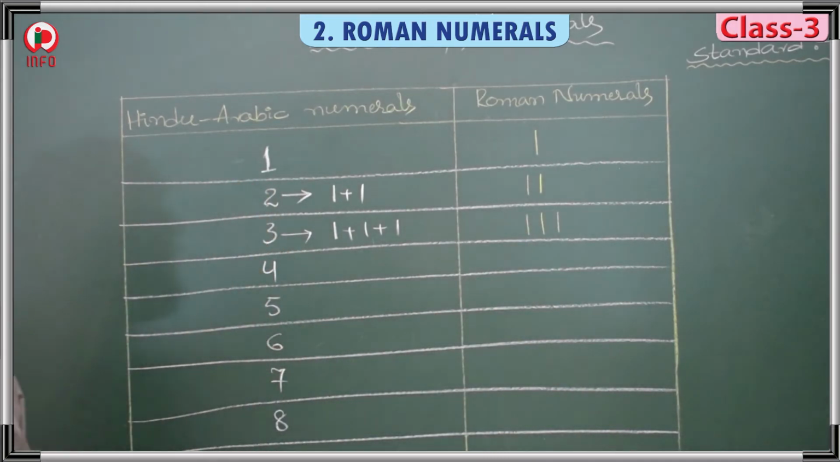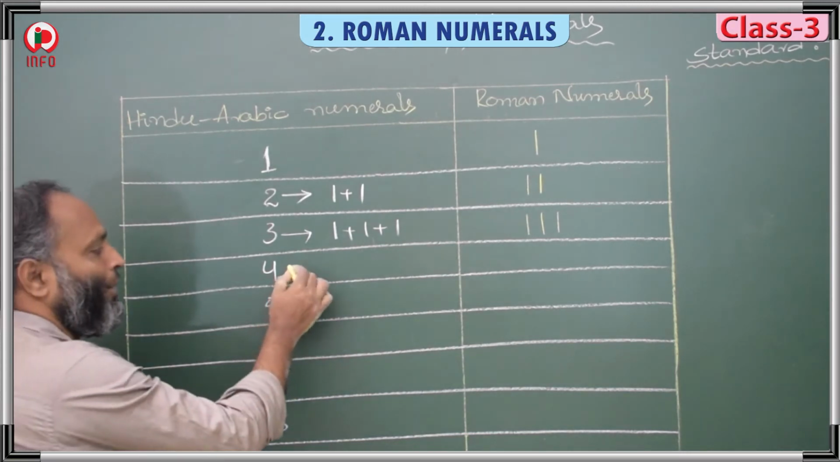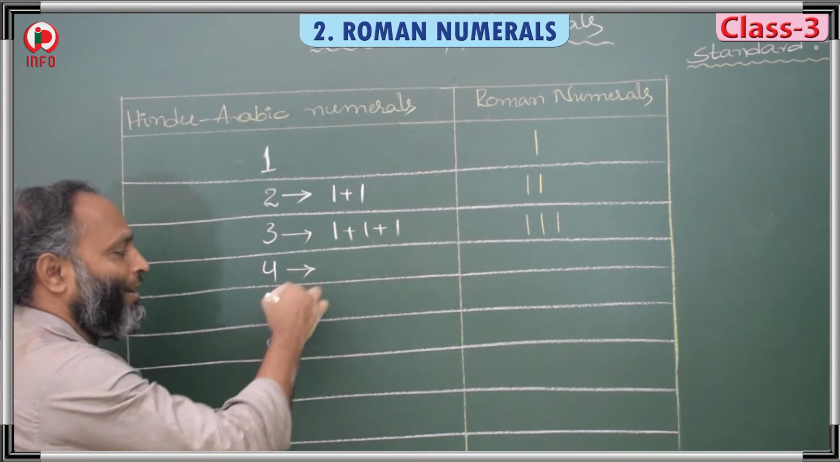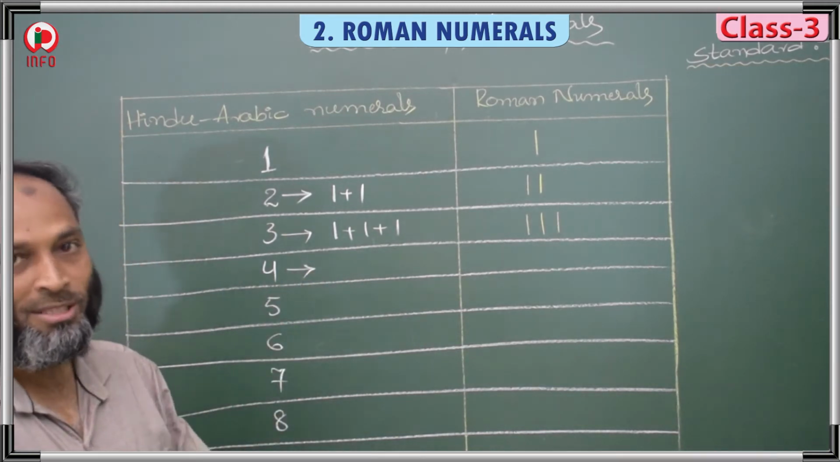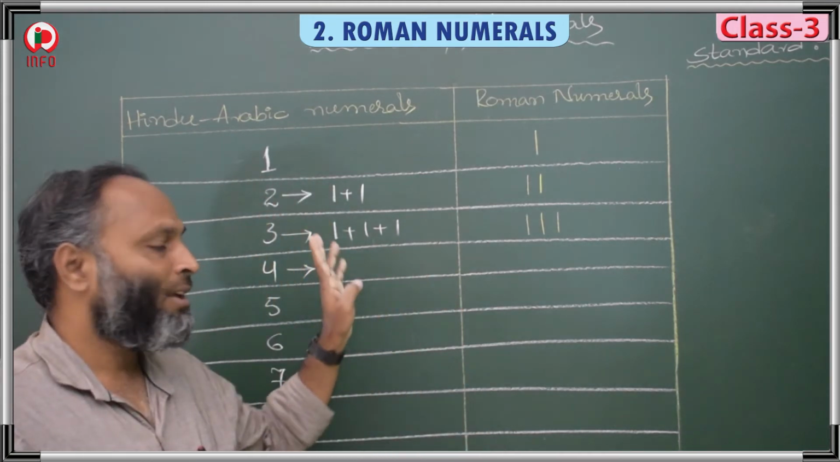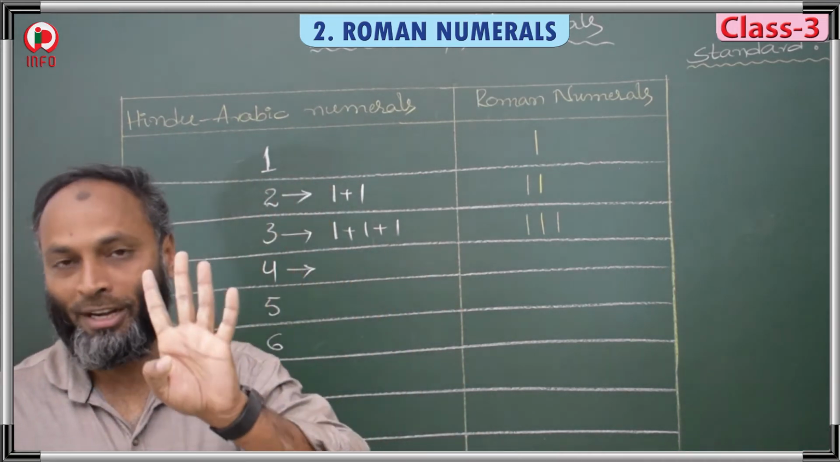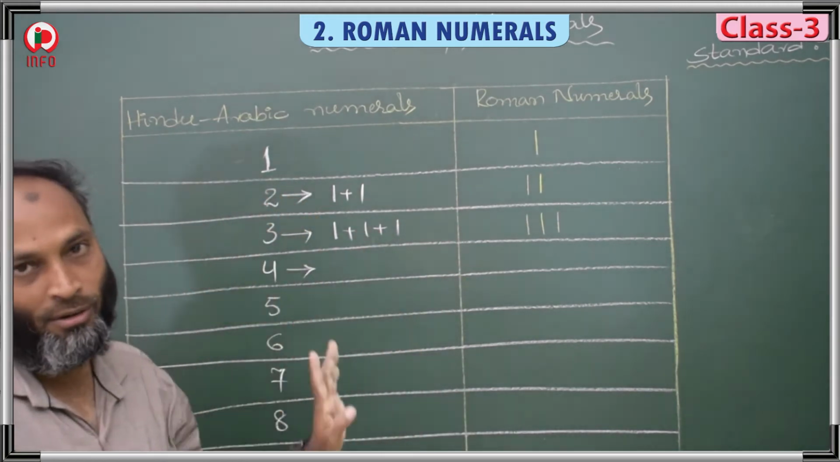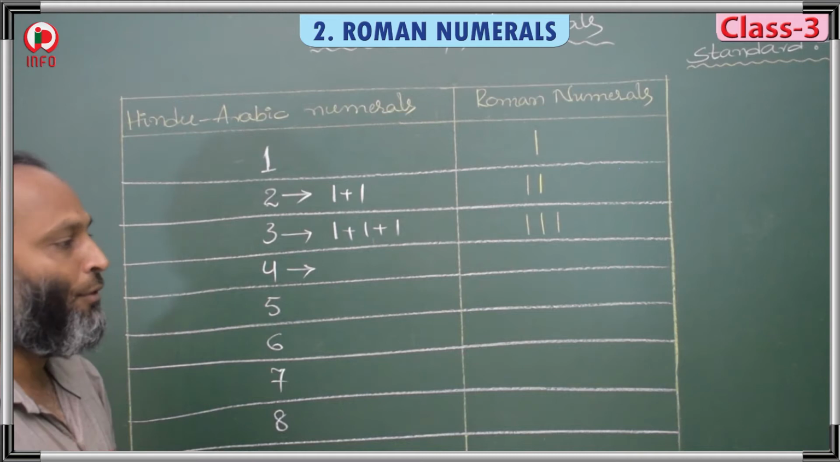So here, 4. Don't take 1 plus 1 plus 1 plus 1, 4 times. If you take 1 plus 1 plus 1 plus 1, you get the answer 4. But a Roman numeral won't repeat 4 times, only a maximum of 3 times. So here it won't work out. Then what do we have to do?